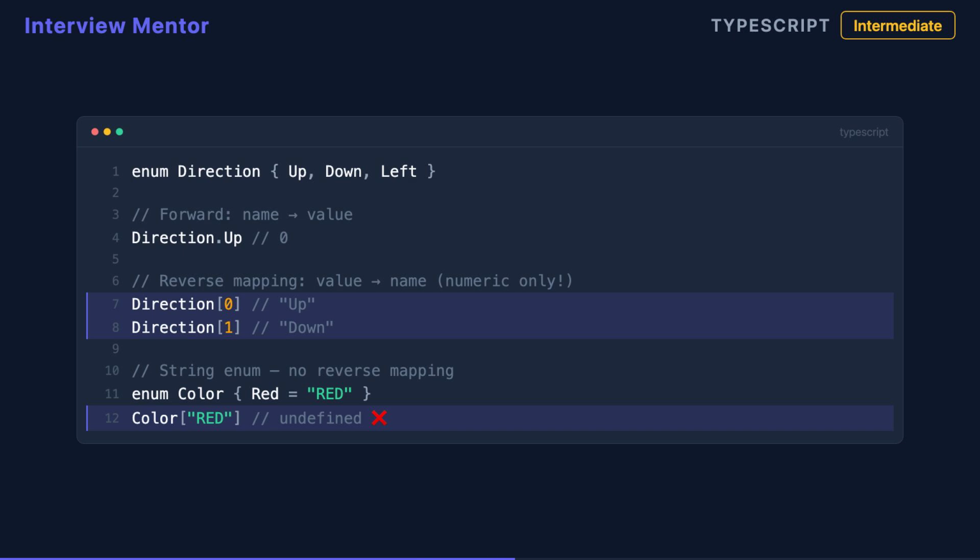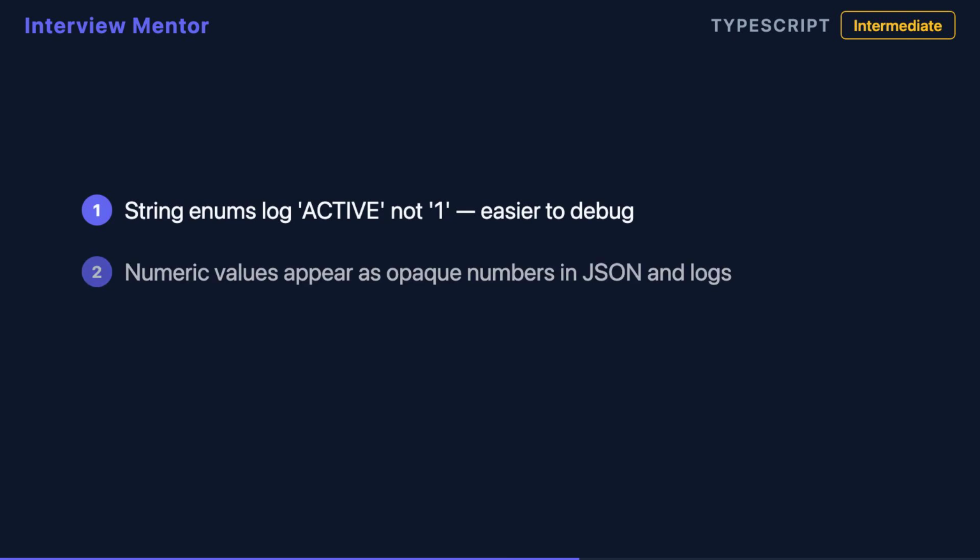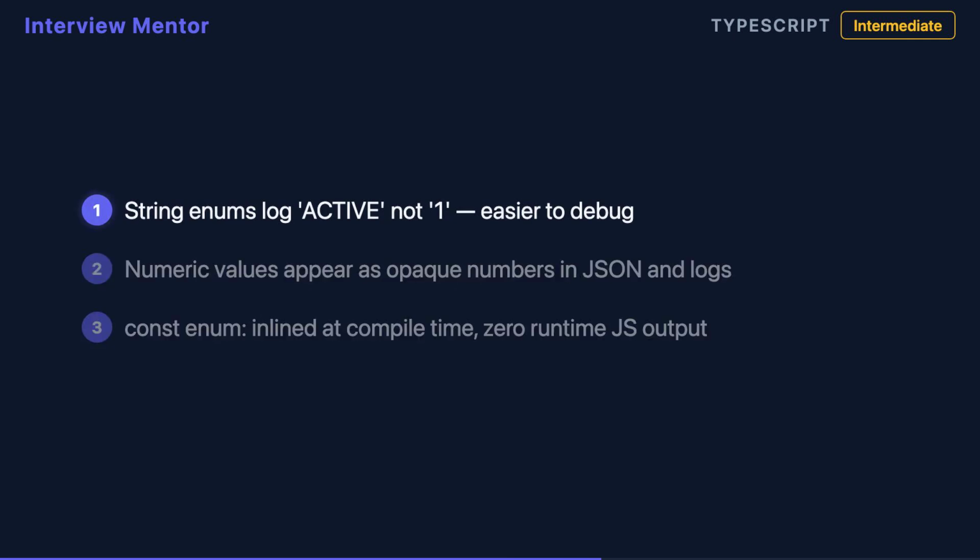String enums, by contrast, do not support reverse mapping. They compile to a simpler one-directional object. The flip side is readability. String enums produce human-readable values in logs and JSON. You will see "active" instead of a cryptic 1 or 0. That makes runtime debugging much cleaner.